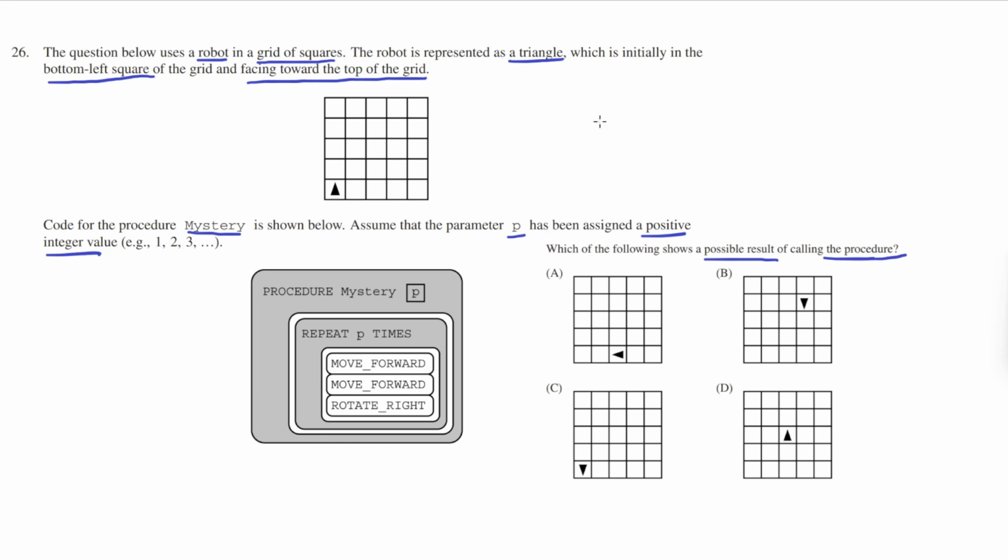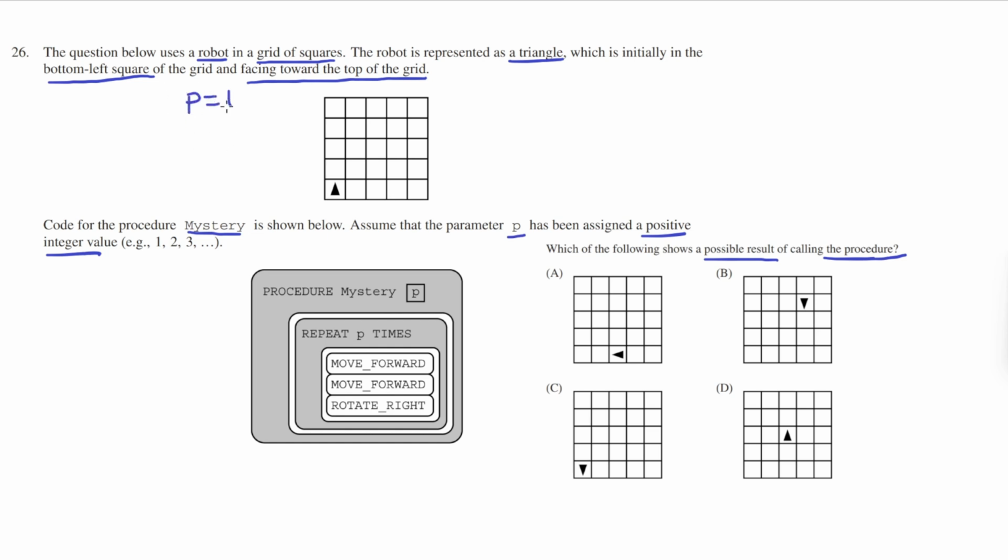So what we can do is keep repeating p over and over again. So we'll do one repetition of p, find out wherever we're faced, maybe it ends up here, and see if that matches one of the answer choices. If not, we'll go again, then see if it matches the answer choices. If not, we'll go again, and so on. So let's start. So we'll start with when p equals 1.